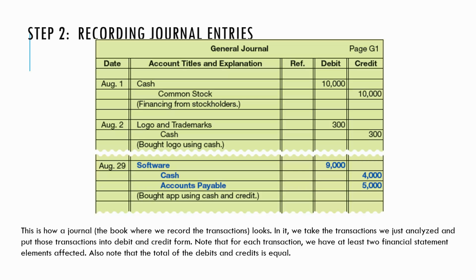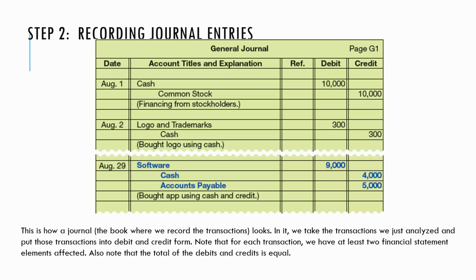In these transactions, another important thing to note, not only do we have assets equal liabilities plus equity staying in balance, with each one of these journal entries, the total of the debits and the total of the credits have to be equal. So in the first one, the total of the debits is $10,000, only cash, and the total of the credits is $10,000, only common stock.